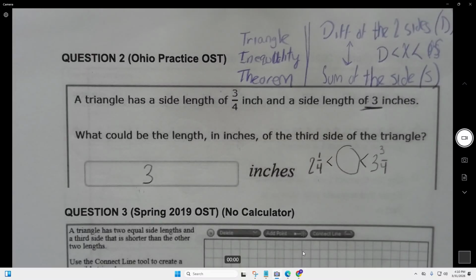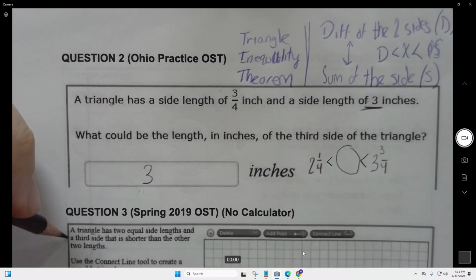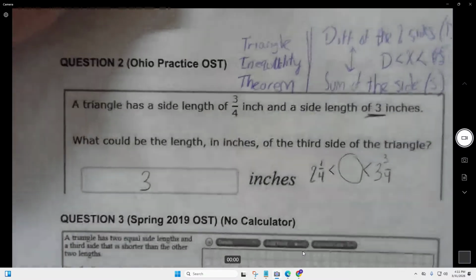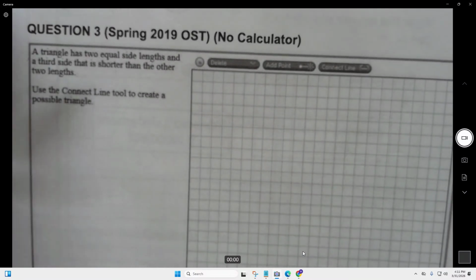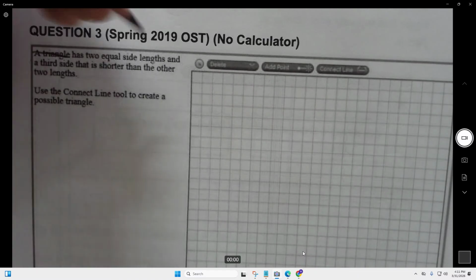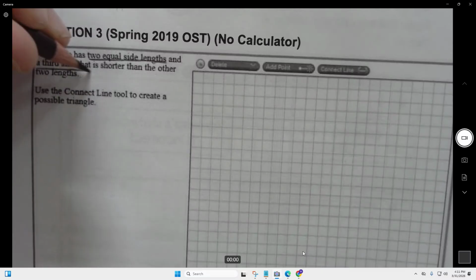Question 3. Spring 2019 OST. A triangle has 2 equal side lengths and a third side that is shorter than the other 2 side lengths. Use the connect line tool to create a possible triangle. So the only rules you have to have for this is that A, it has to be a triangle, B, 2 sides have to be the same length, and C, the third side has to be shorter.